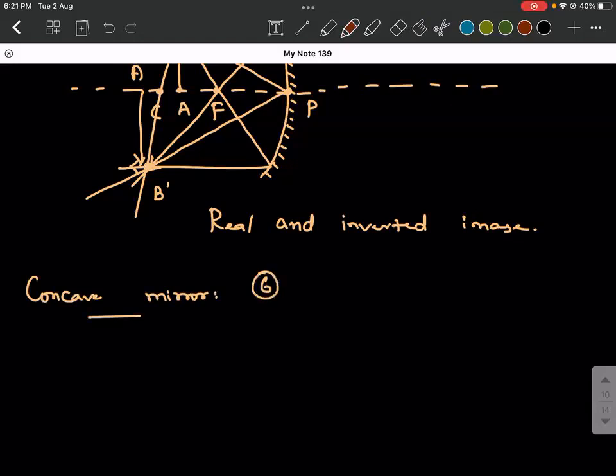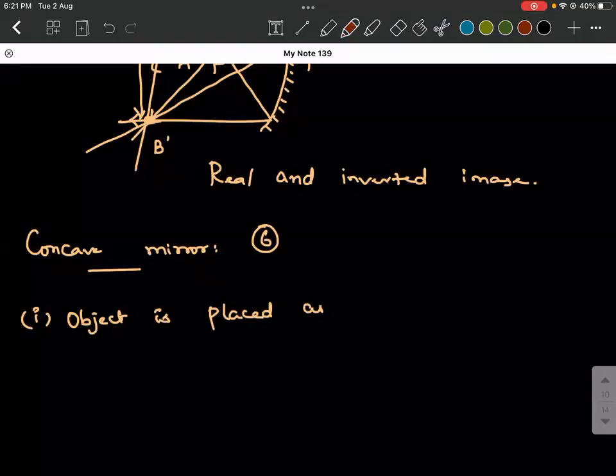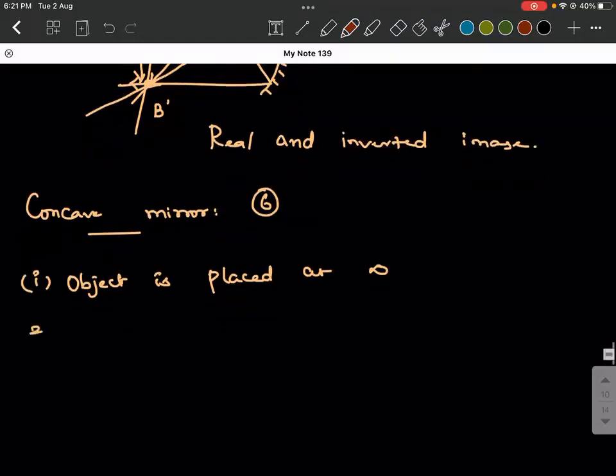So with respect to a concave mirror, how many ray diagrams are possible? 6. Why 6? Because the first is when the object is placed at infinity. So when the object is placed at infinity, where is the image formed? Yes, the image is formed at the focus.